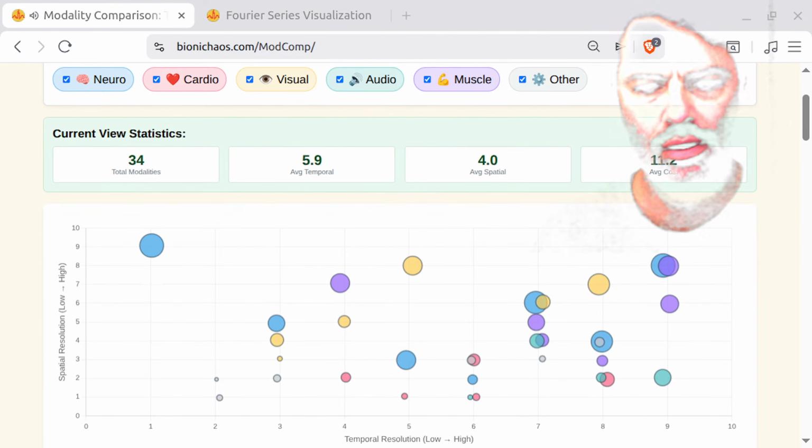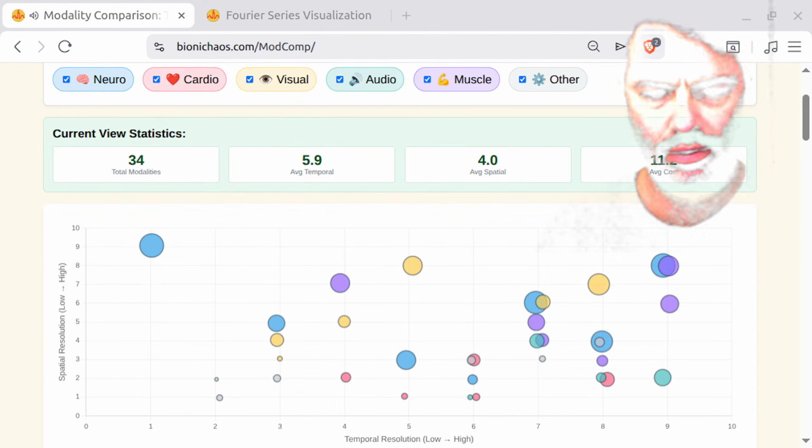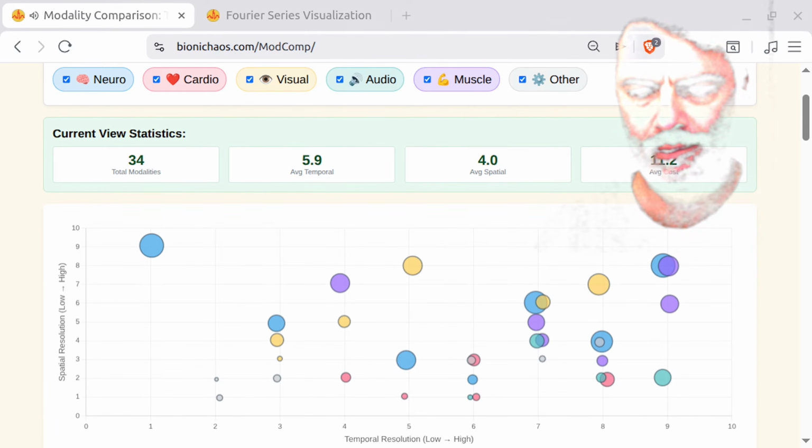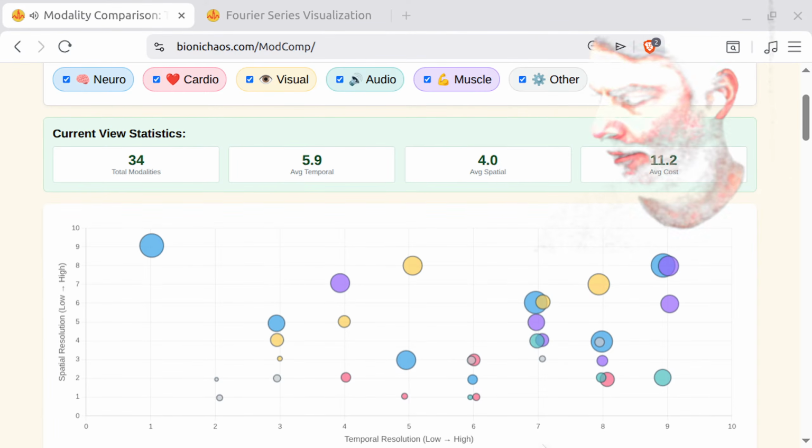Yeah. And then there's the standard webcam. The workhorse. Totally. Rated 3 temporal, 3 spatial, and a very friendly 4 for cost.